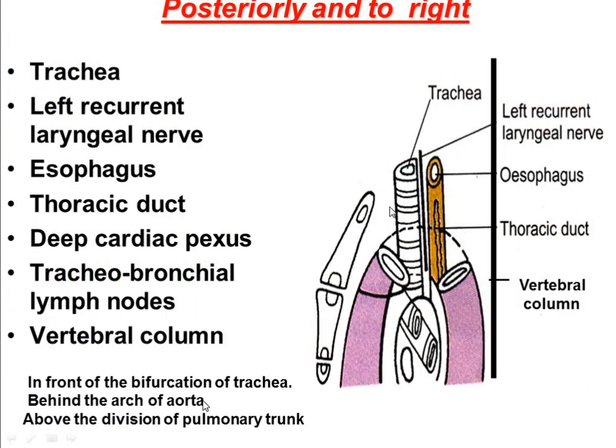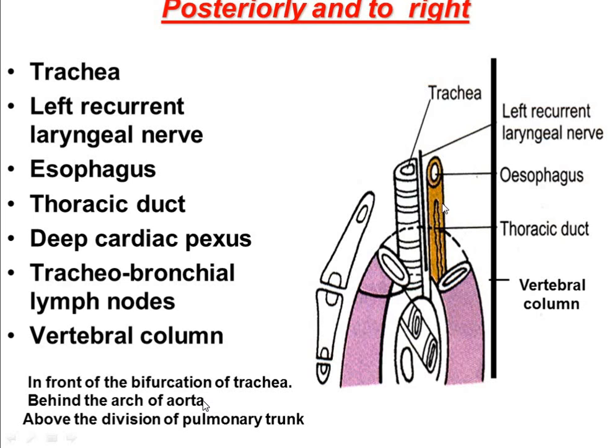So what are going to be the posterior relations of the arch of aorta? The arch of aorta, which has been cut to show its posterior relations. Arch of aorta from the right side is going backwards and to the left. So the relations posteriorly are going to be on the right side.